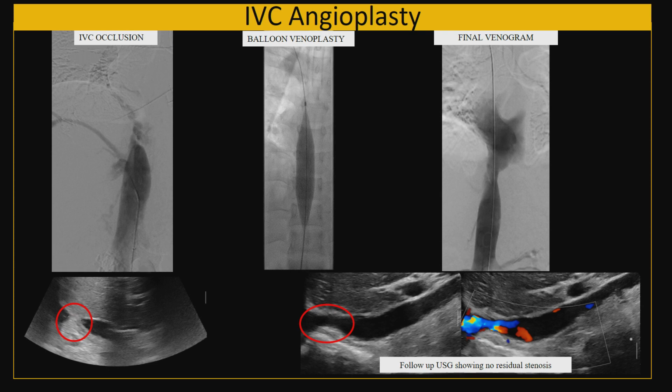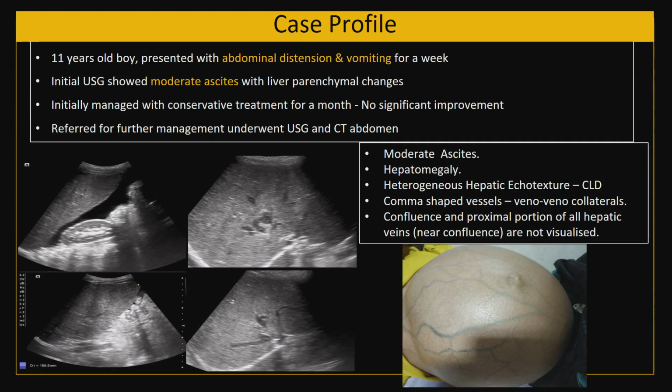So we have crossed and done the balloon angioplasty, and this is the final angiogram after doing balloon angioplasty. So this is a baseline image with a complete occlusion, and this is the image after opening. We can see very good flow across the stenosis. This is again a different case profile.